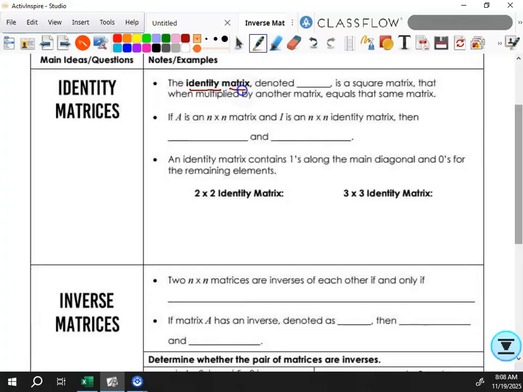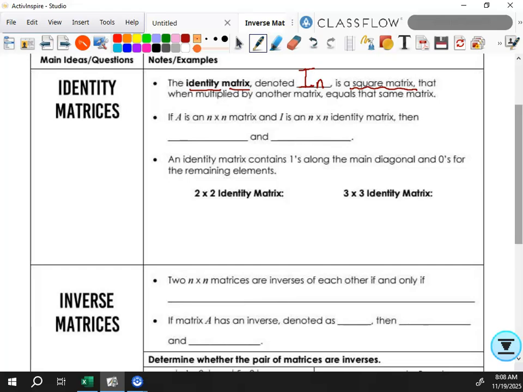But all right, so our identity matrix, and you denote this with a capital I and a little sub n there. It is a square matrix. So an identity matrix is always square. And remember, when you multiply, they don't have to have the same dimensions, but the identity matrix does have to be square, okay? That when multiplied by another matrix equals the same matrix. So like 1 is your identity number. So 5 times 1 is 5. So if I have some matrix times the identity, I'll get the same matrix back out.